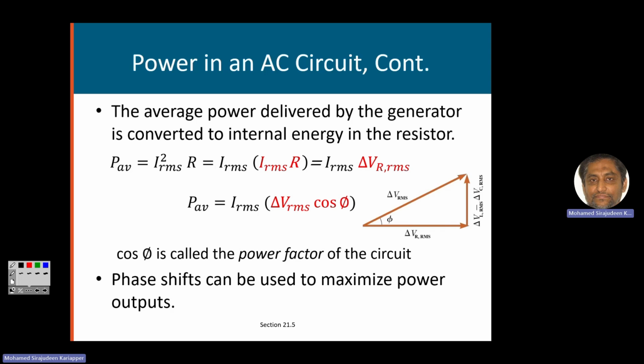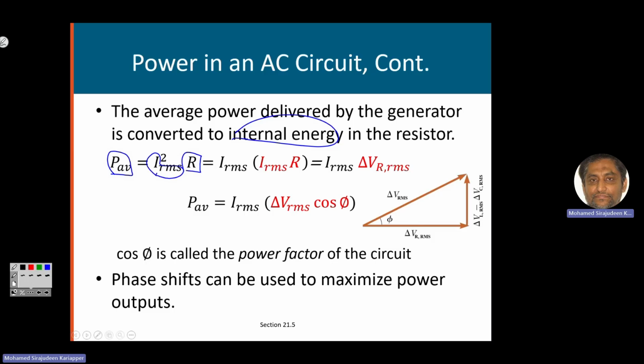The power that is delivered to the resistor will become the internal energy in the resistor. So you can say the average power will be the RMS current through the resistor squared multiplied by the resistance. So that is coming from the definition of the power.